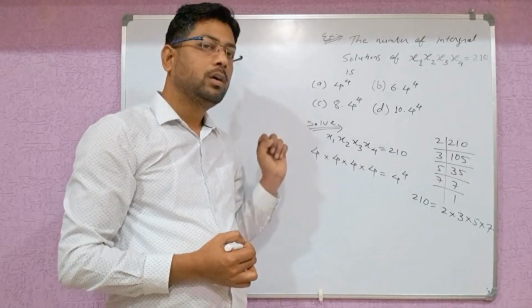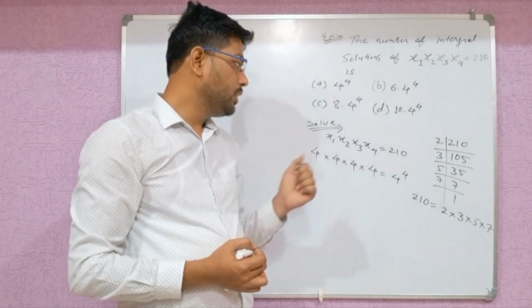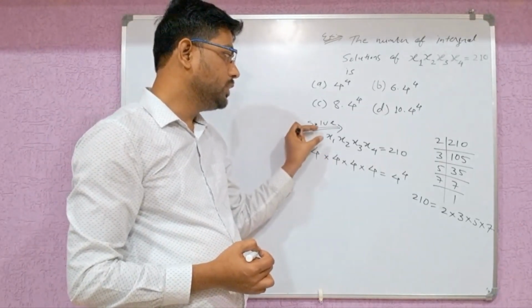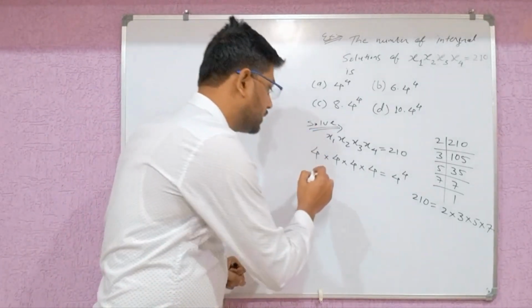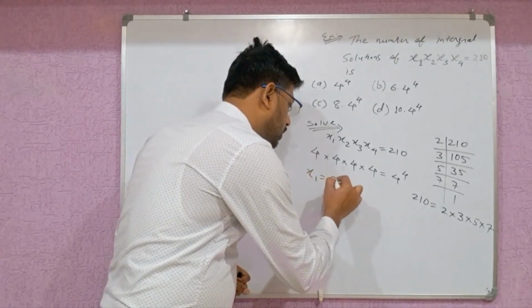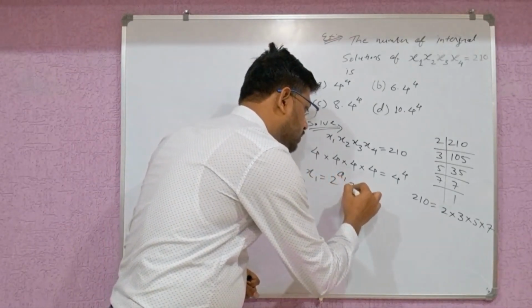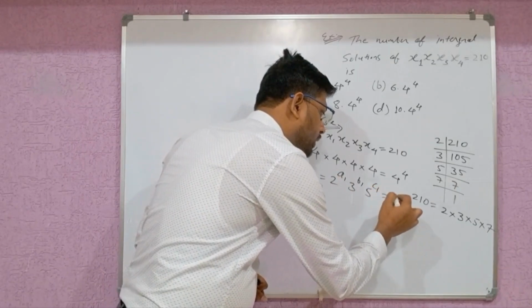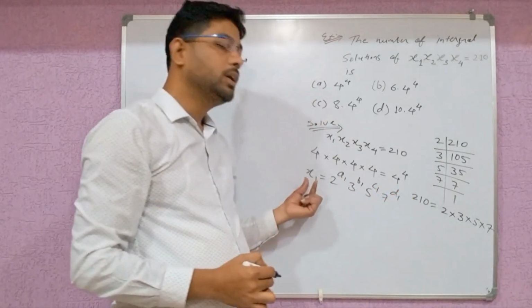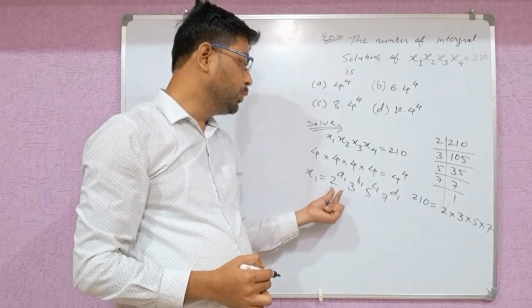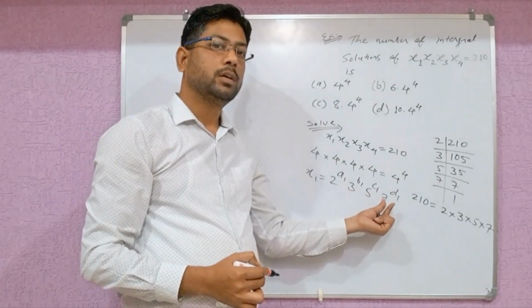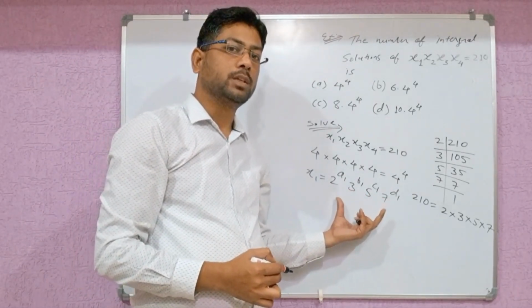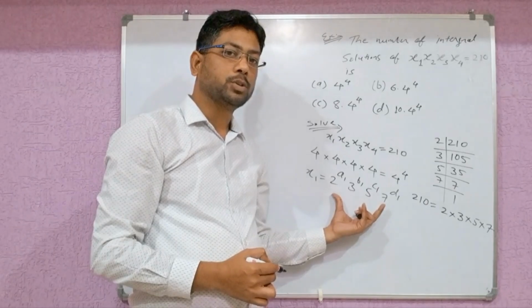Now another method we can use. For that we have to take this x1 as 2 raised to power a1 into 3 raised to power b1 into 5 raised to power c1 into 7 raised to power d1. Why? Because in this x1 there can be a factor of 2 or 3 or 5 or 7 or different combinations of these. So I have taken all the possibilities here.